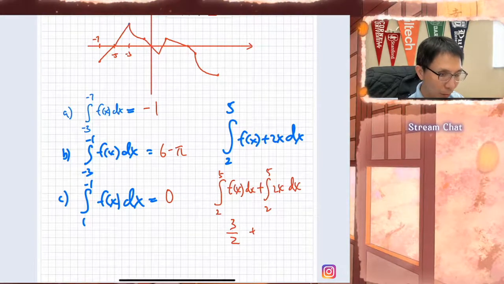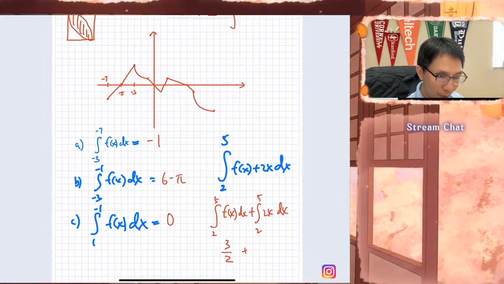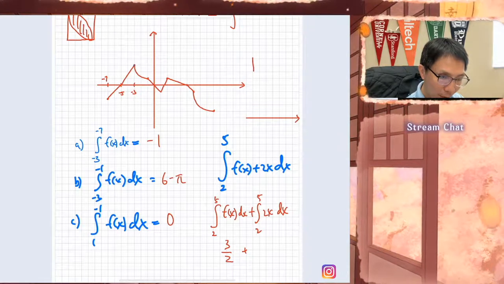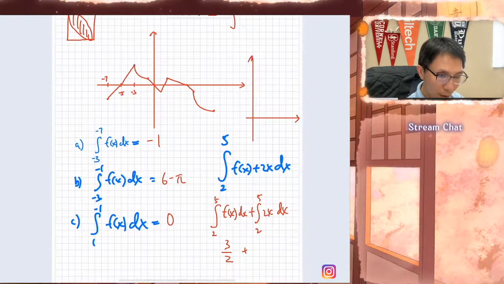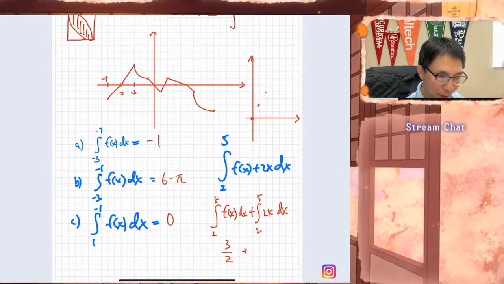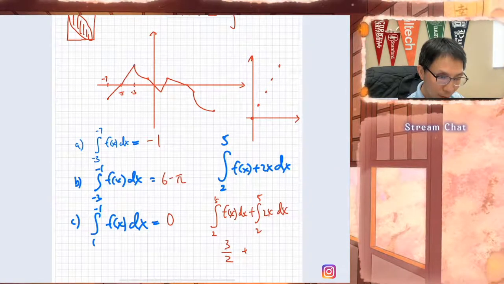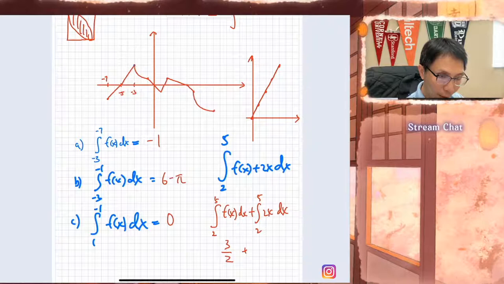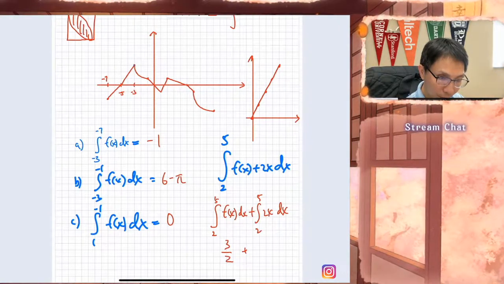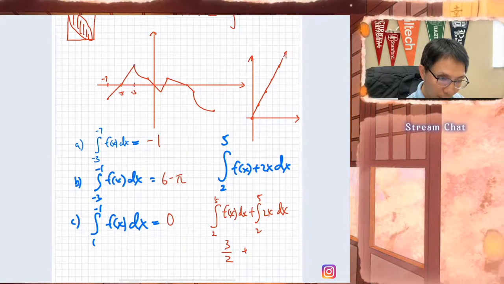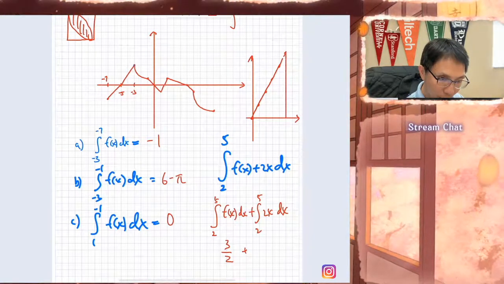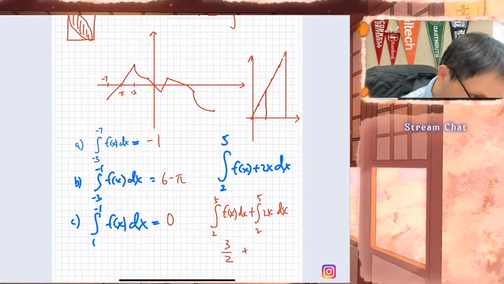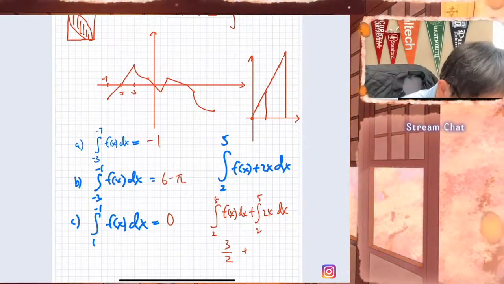Plus, what's the area? The area I think about is 2x, right? If I have something like this, that means I have 0 and 2x, which is a slope of 2. Does that make sense? Now, can I go from 2 to 5, from here to here? That's a trapezoid, right? Or you can do it in terms of rectangles and such.